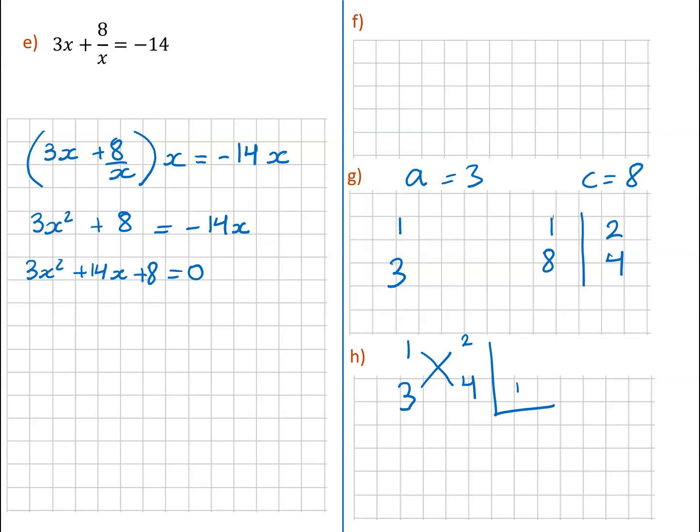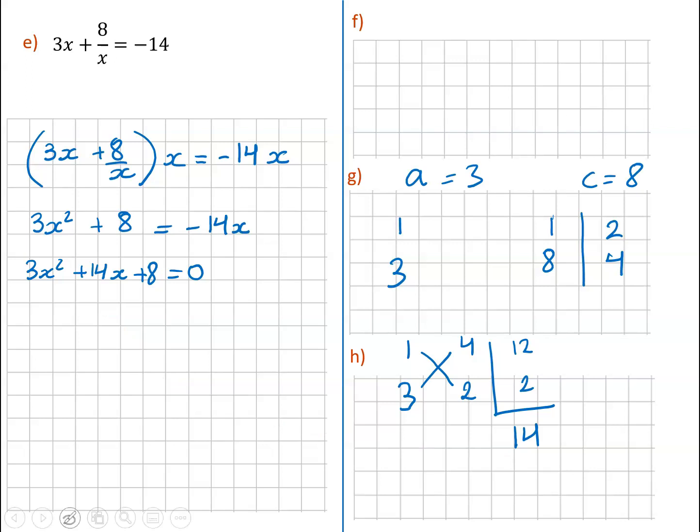1 times 4 is 4. 3 times 2 is 6. 6 plus 4 is 10, not 14. Let's try something else. Let's put the 4 up here instead, and the 2 down there. 3 times 4 is 12. 1 times 2 is 2. Okay, 14. Lovely. That's exactly what I need.